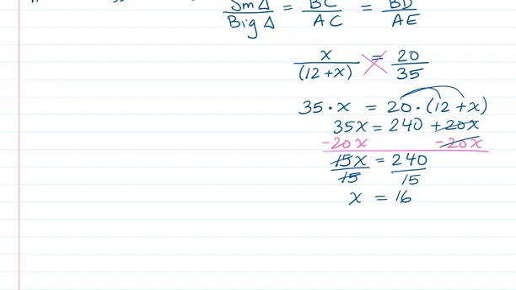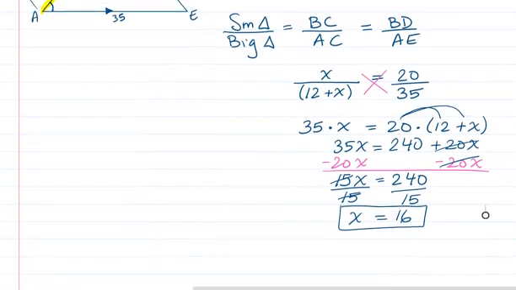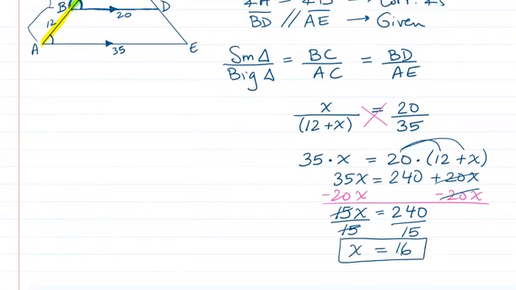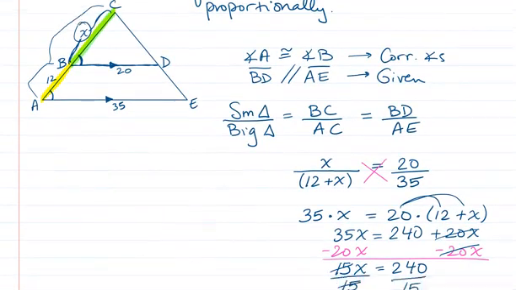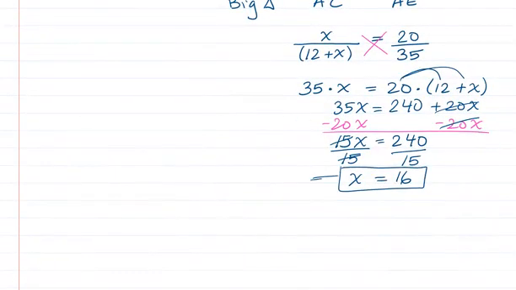So X is 16, but if you look back at your diagram, X is representing segment BC, all right? So that means BC is equal to 16.